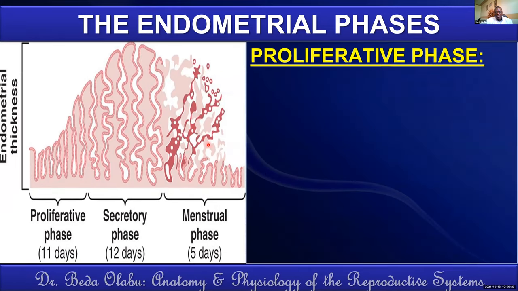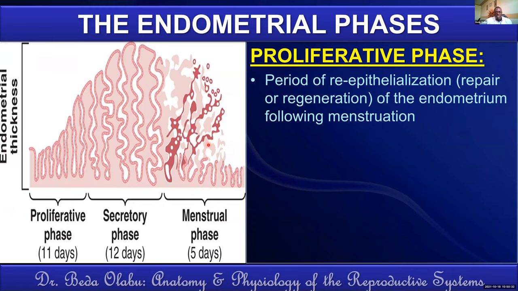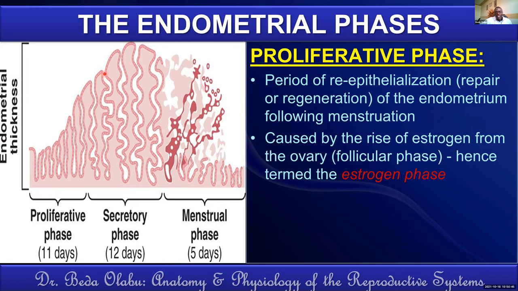After the menstrual phase, the endometrium enters what we call the proliferative phase. This proliferative phase is a period of re-epithelialization. So basically, the epithelium of the endometrium regenerates itself. This coincides with the follicular phase of the ovary. So that means that we have estrogen being produced from the ovary. The estrogen hormone is the one responsible for the regeneration of the endometrium, and so the proliferative phase of the endometrium is also termed the estrogen phase.